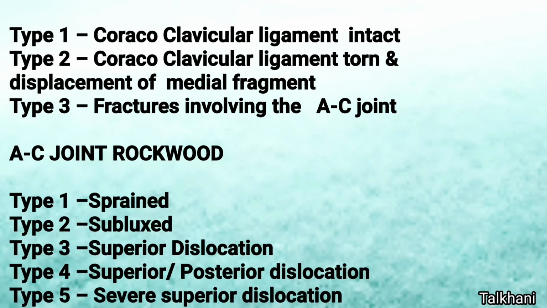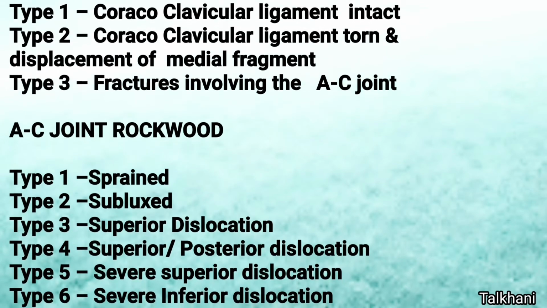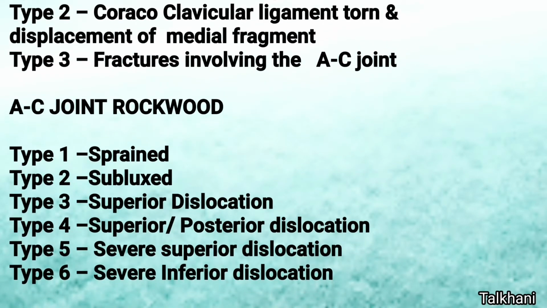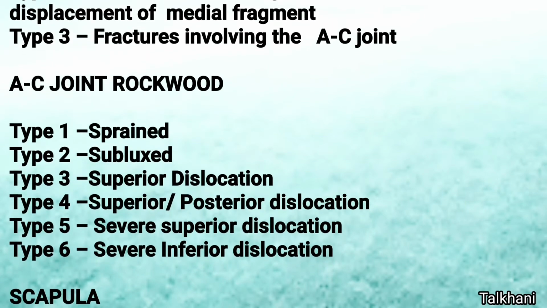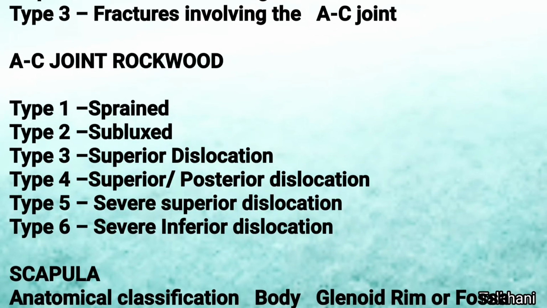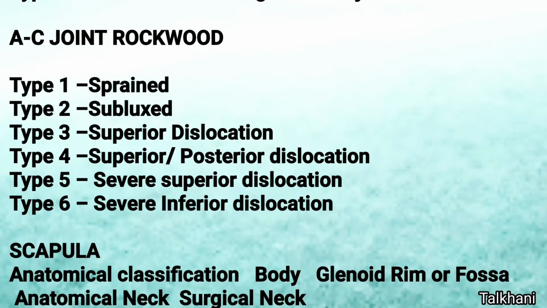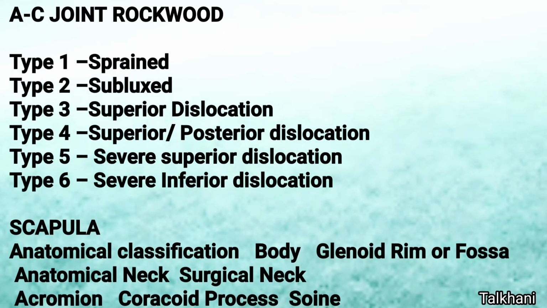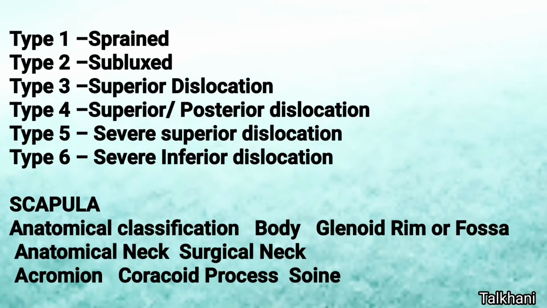Scapular fractures are classified according to the anatomical basis: fracture of the body, glenoid rim or fossa, fracture of anatomical neck, surgical neck, acromion, or fracture of coracoid process.